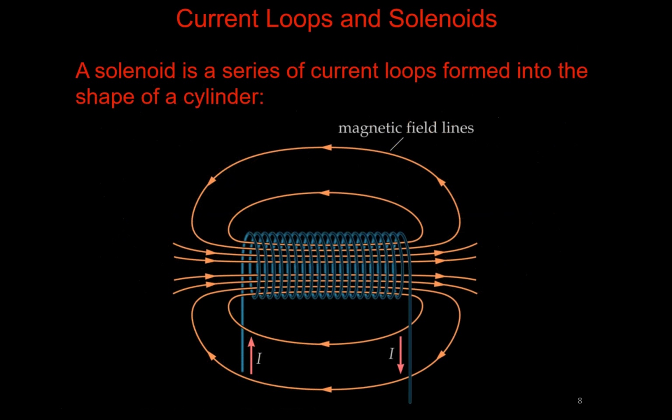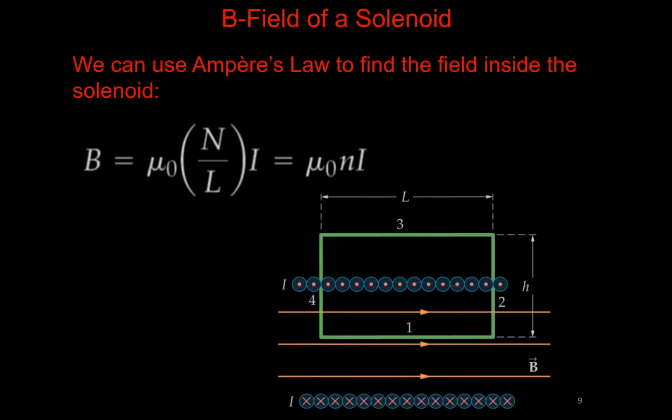So if we want to find the magnetic field of our loops of current, of our solenoid, the magnetic field of a solenoid is this. B will equal mu 0 N over L times I. So we're factoring out that mu 0. N here is going to be the number of loops that you have. L here is the length. I is the current.